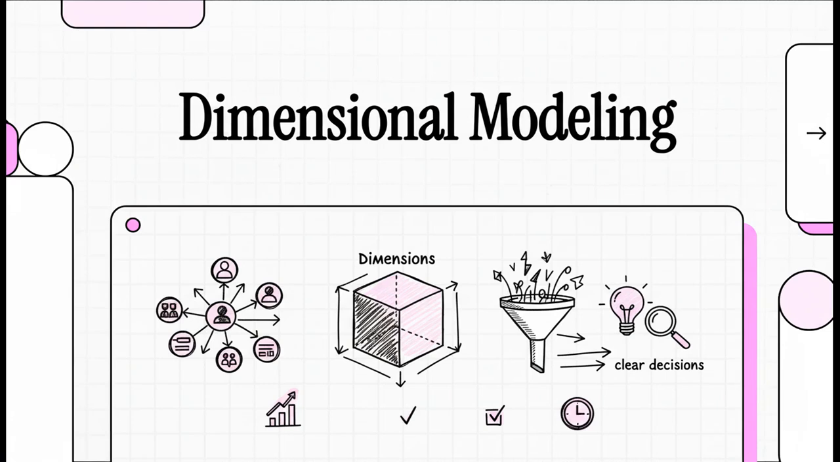Today, we're going to talk about something that's like the secret weapon behind modern business intelligence. We are talking about dimensional modeling. It's this incredible technique for turning just a total mess of data into super clear decisions.